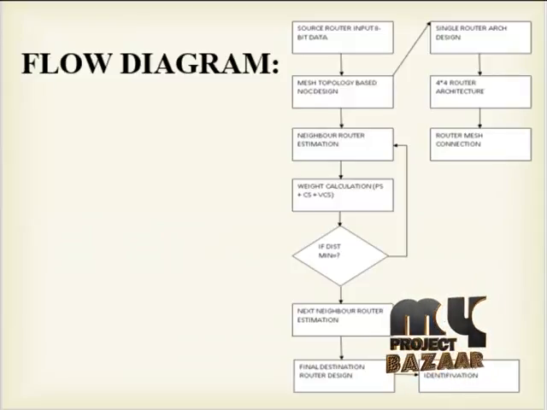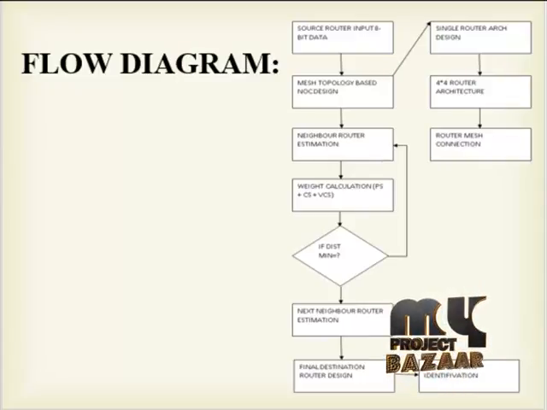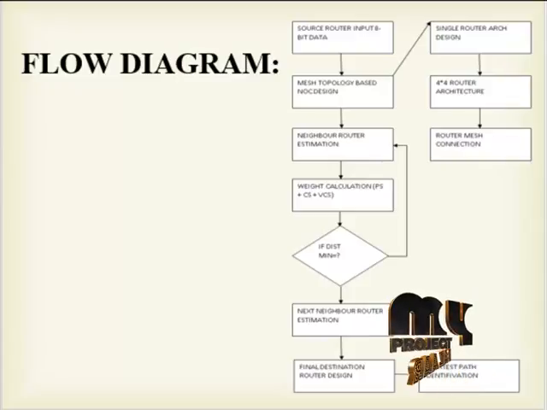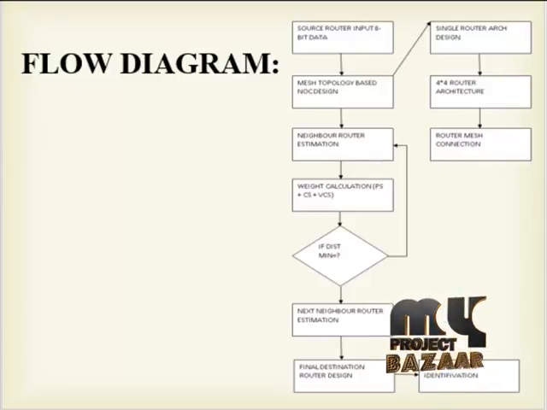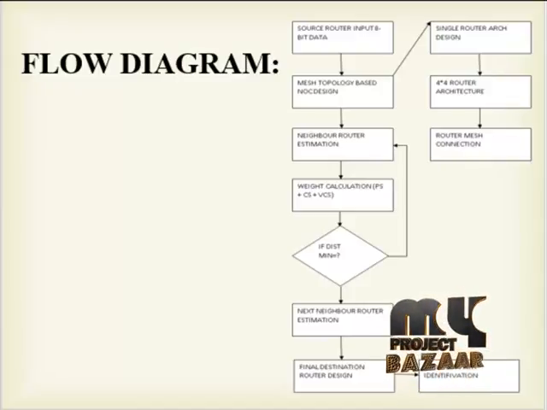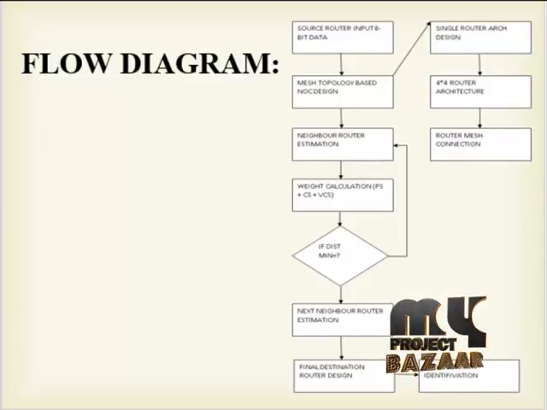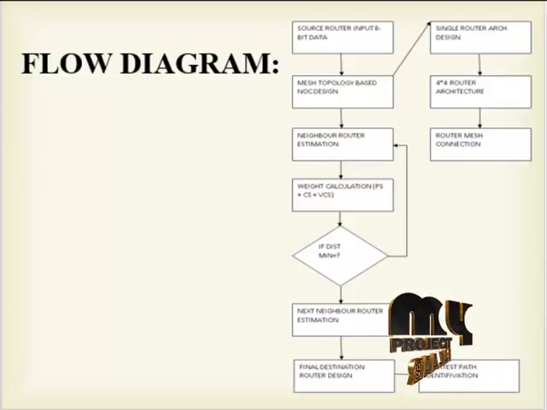Now we can discuss our process flow diagram. In our process we have given the source router input as 8-bit data, and then we have designed the mesh topology based NoC design, the 3D design, and a single router architecture. The router architecture is used to store the input data and the main data bits using the clock signals. The router architecture is one type of data storage and data control process.